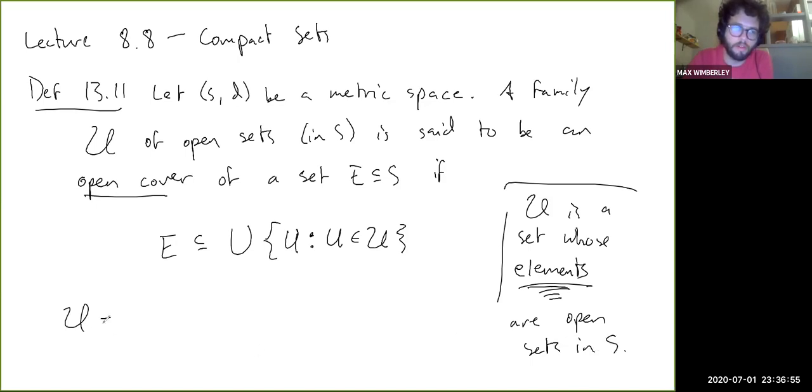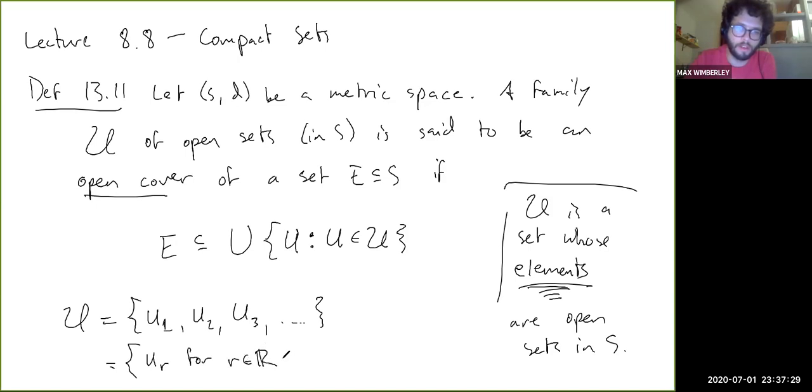So you might write curly U as something like U1, U2, U3, and so on. Except actually, this is a little bit misleading too, because sometimes we're interested in families, curly U, that actually have an uncountable number of open sets in them. Something like U_r for r in R. So maybe there's actually one open set for every single real number. So you can't actually list them off like this. But the point is that the elements of curly U are open sets, okay? Never lose sight of that fact. A lot of people have a really hard time thinking about sets of sets when they first encounter this kind of thing. So I'm just trying to warn you that it's very important to keep it straight.